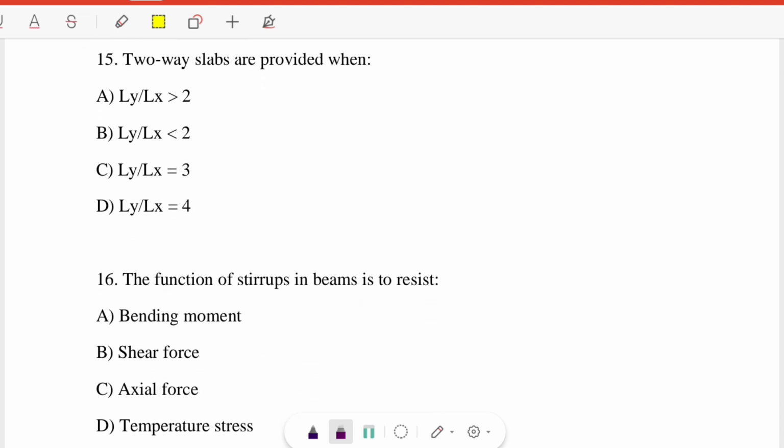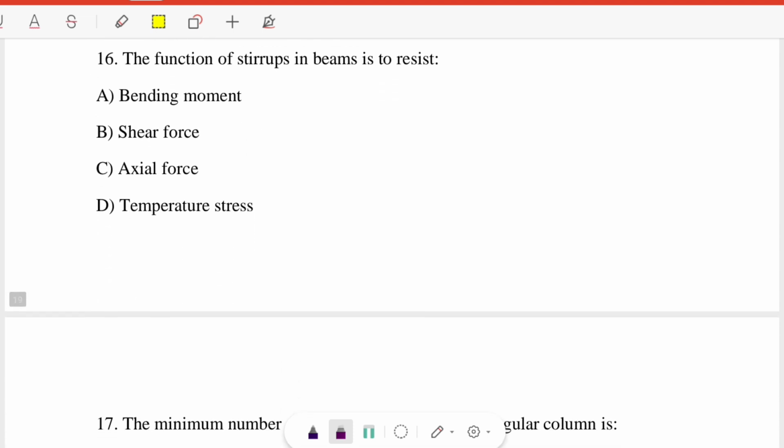Next question, two-way slabs are provided when option A Ly by Lx, that is longitudinal dimension by lateral dimension, is greater than 2, option B Ly by Lx is less than 2, option C Ly by Lx equal to 3, option D Ly by Lx equal to 4. The correct answer is option B, Ly by Lx is less than 2.